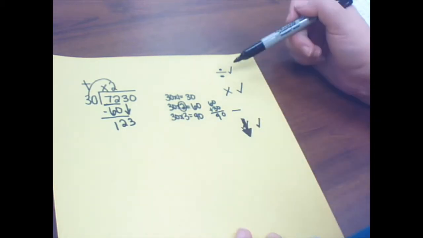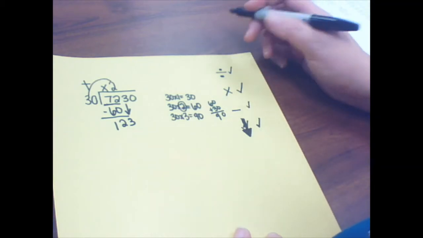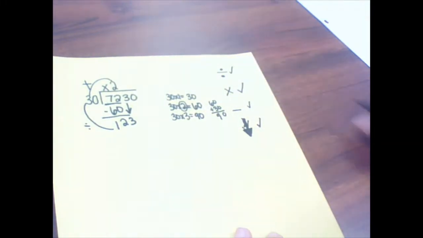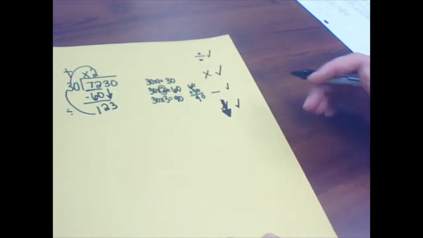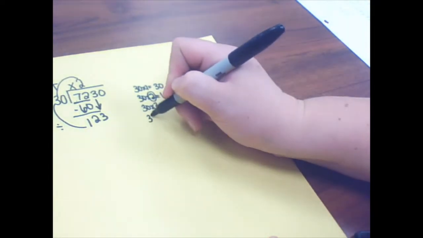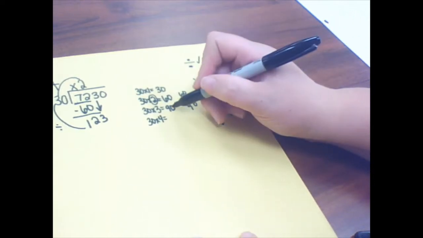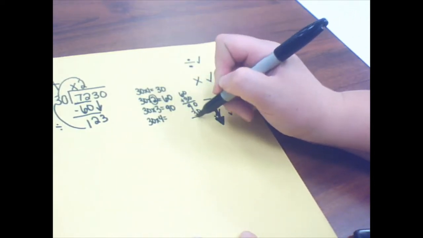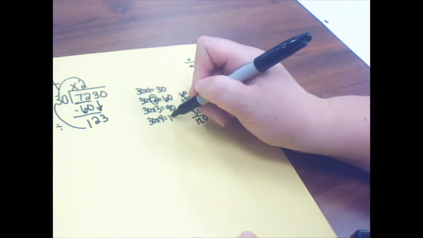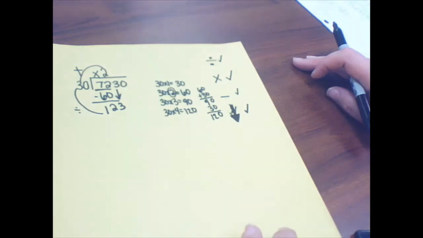So I start the process over with division. Okay? So now I am dividing 30 into 123. I did not get 123 yet, so I need to keep going. So now I'm going to do 30 times 4. And remember, if I don't know what that is, I take that 90 and I add 30 to it. And I know that that equals 120, which is still not 123. So I have to keep going.